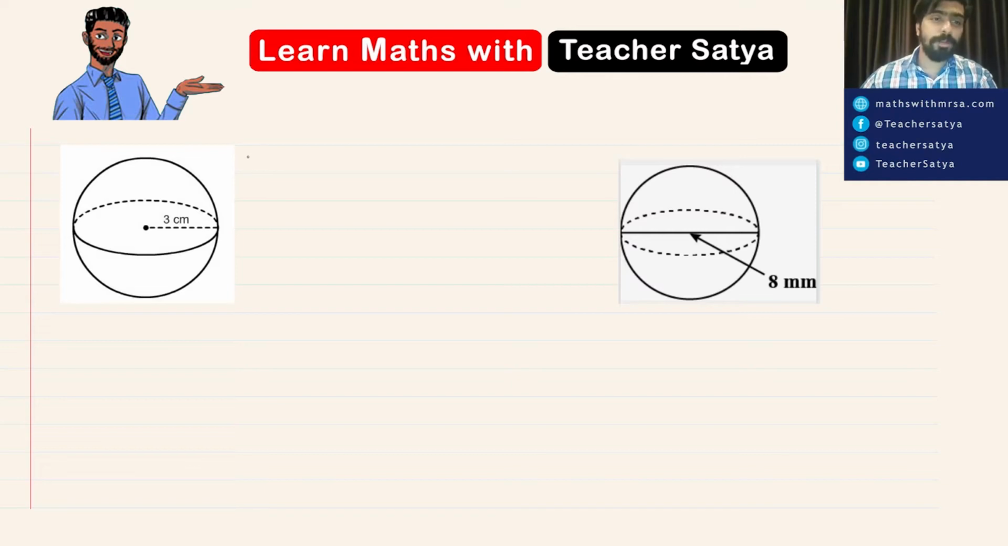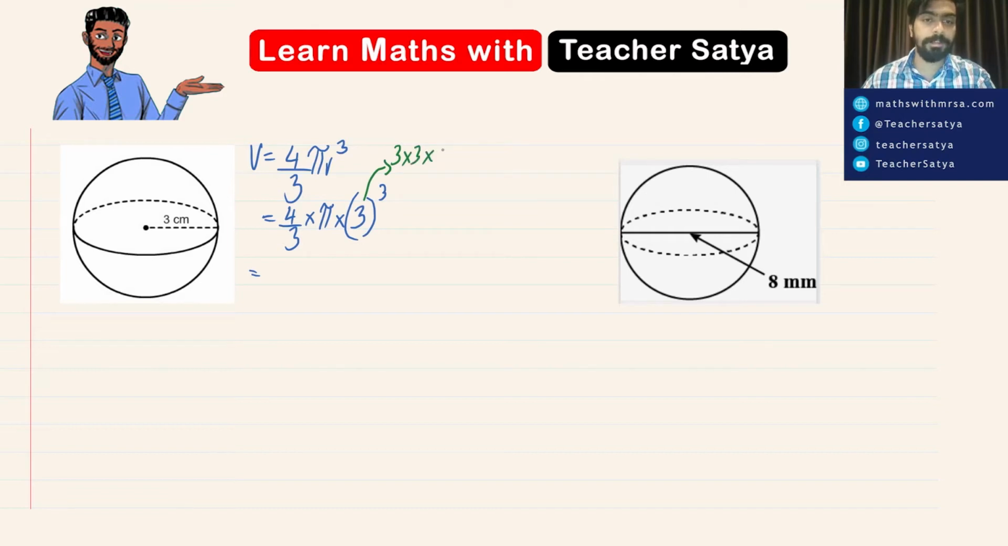So the formula to find the volume of a sphere is 4 over 3 pi r cubed. Right guys, so in question number 1, what we have is the radius is 3 centimeters. So what we would have is 4 over 3 multiplied by pi multiplied by 3 to the power of 3. Right guys, so 3 to the power of 3, in other words, is the same as 3 times 3 times 3.